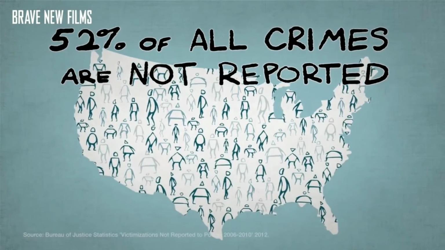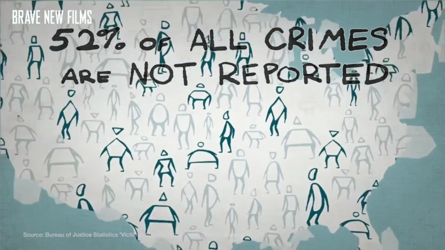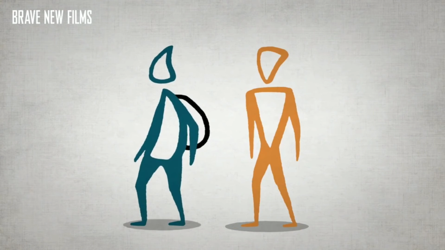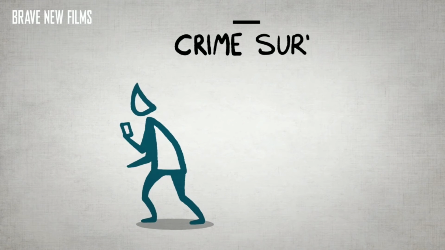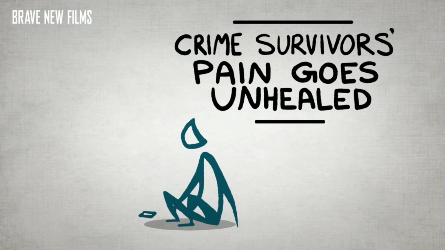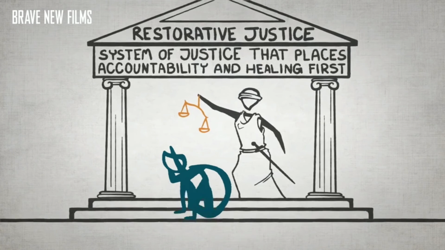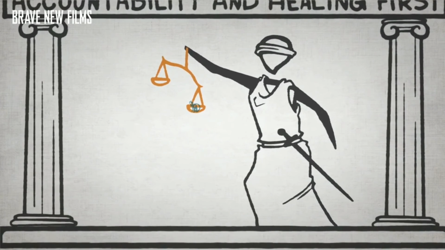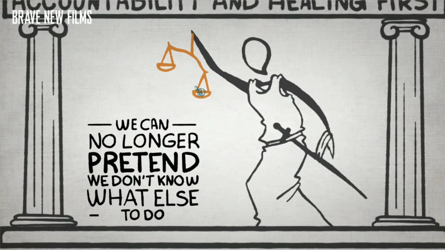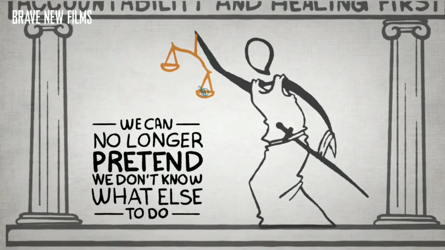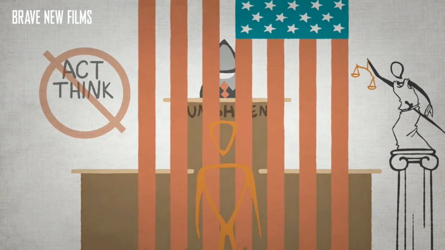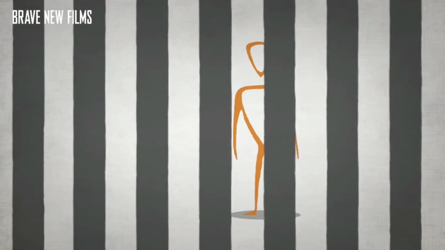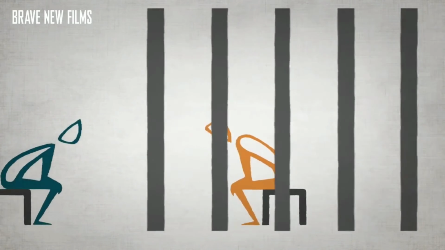More than half of victims of violent crime don't even call the police in the first place. They prefer nothing to everything we have to offer. The vast majority of crime survivors' pain goes unhealed. What the existence of restorative justice means is that we can no longer pretend we don't know what else to do. As a country, we're really good at punishment. It's passive. It doesn't require people to act or think. It certainly doesn't require them to change. When we lock people up, we excuse them from their responsibility to answer for what they've done.